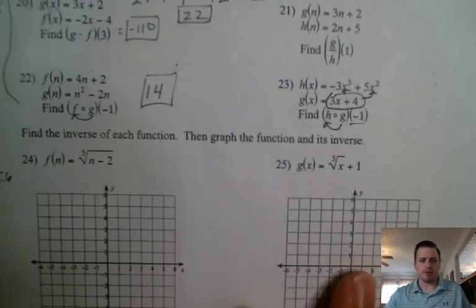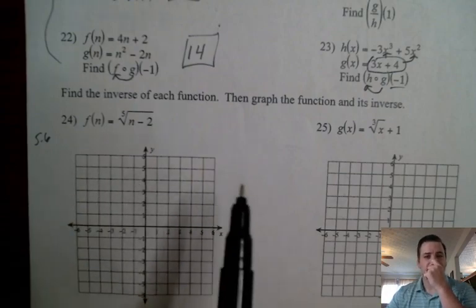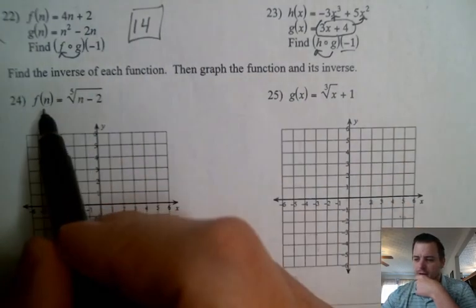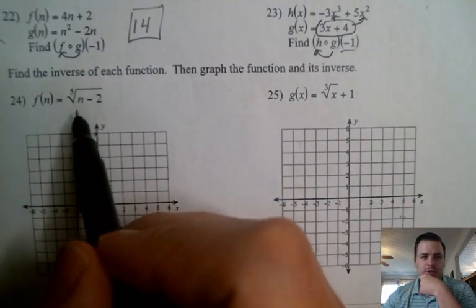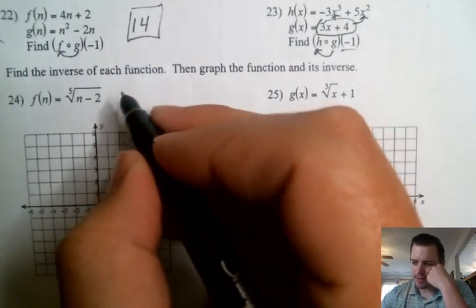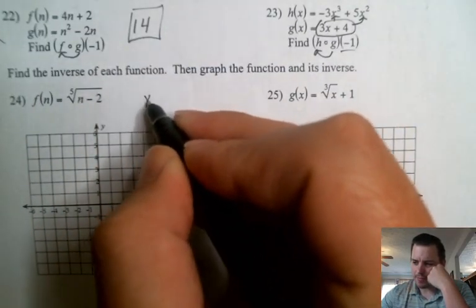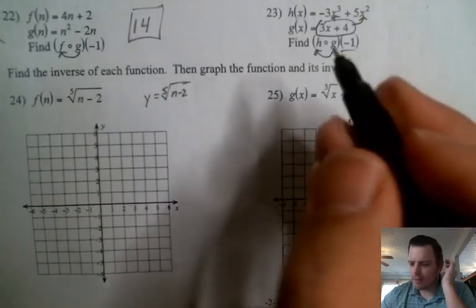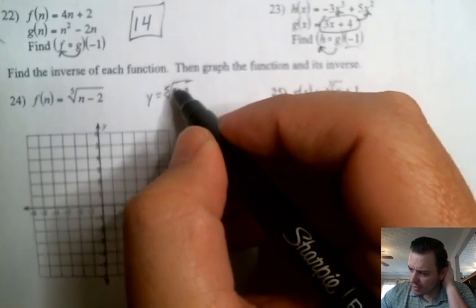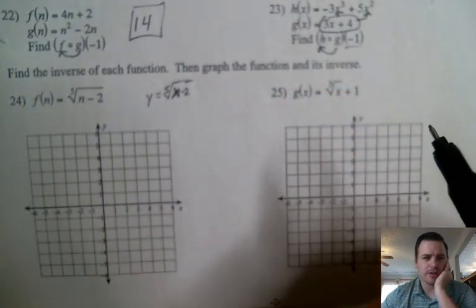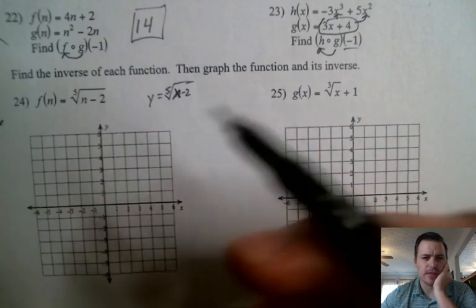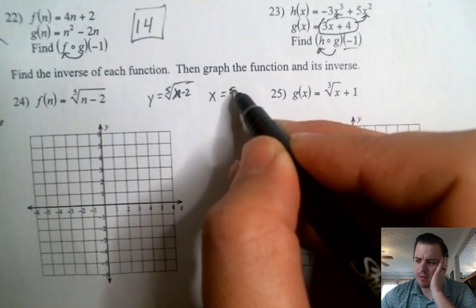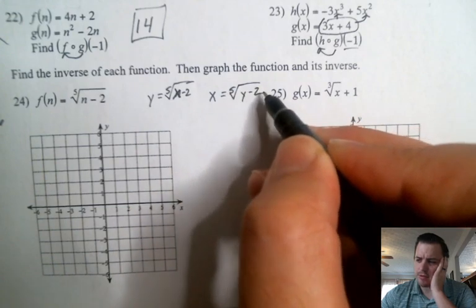And then we're down to 5 and 6. And I'll work one of these. You can do the other one on your own. So I'm going to look at this one right here. F of n is equal to the 5th root of n minus 2. So that's like writing it as y equals the 5th root of n minus 2. So the inverse, and look, I could write that n as an x. So I don't want you to get confused or anything. So the n can be an x. And then you just switch them. X equals the 5th root of y minus 2.